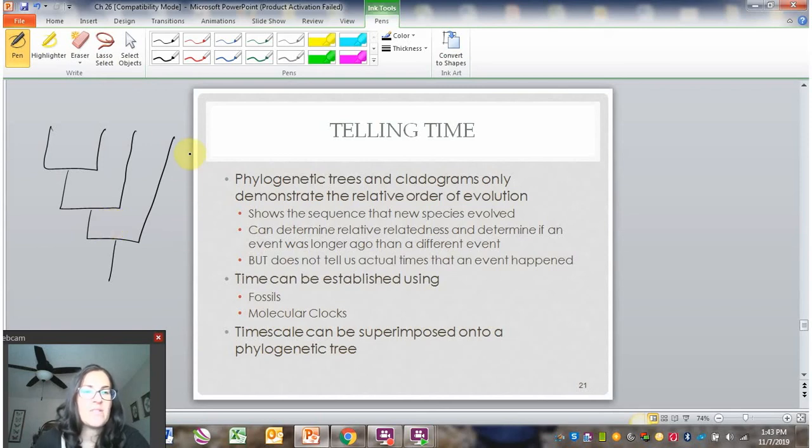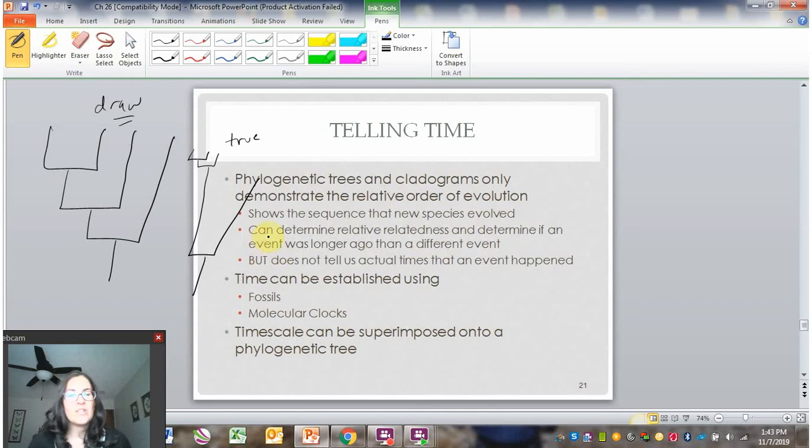The real sequence of things might have been that one thing took a really short amount of time and another trait took a really long time to evolve. So this might be the actual true or relative order of events, but we tend to draw it this way just to make room for drawing and things like that. Okay, so again, the cladogram or phylogenetic tree itself doesn't necessarily reflect time.